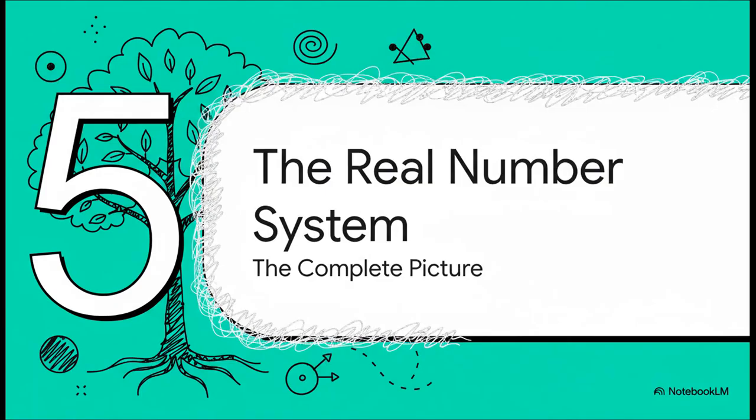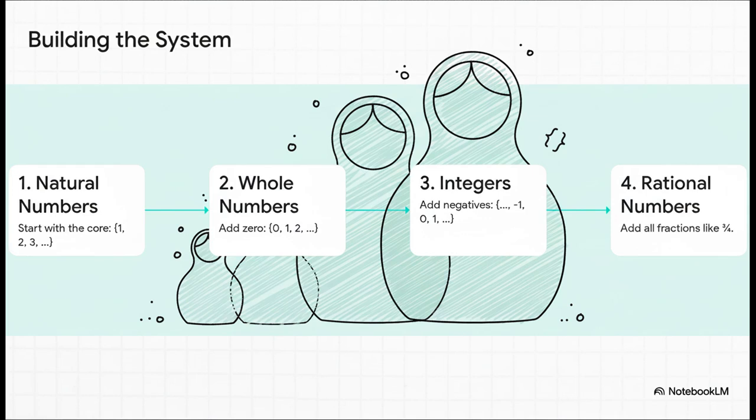All right, so we've met all the individual families now. We have the naturals, the wholes, the integers, the rationals, and the irrationals. So now it's time to put all of these pieces together and see the complete family tree of numbers. The best way to think about it is like a set of those Russian nesting dolls. You start with the very smallest doll in the center, the natural numbers.